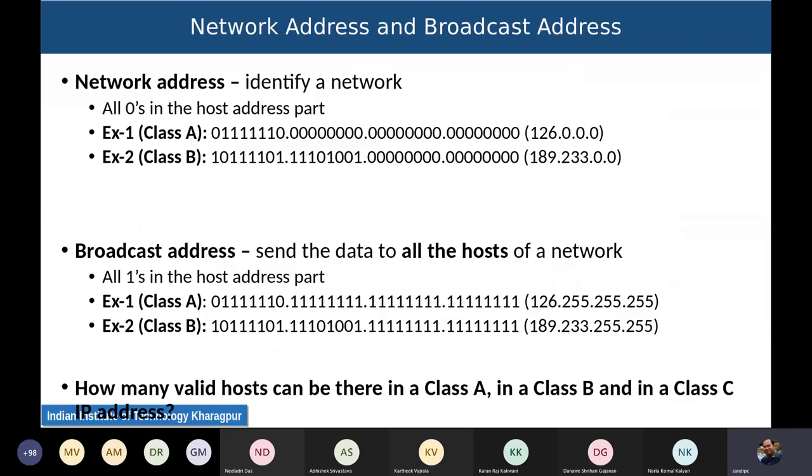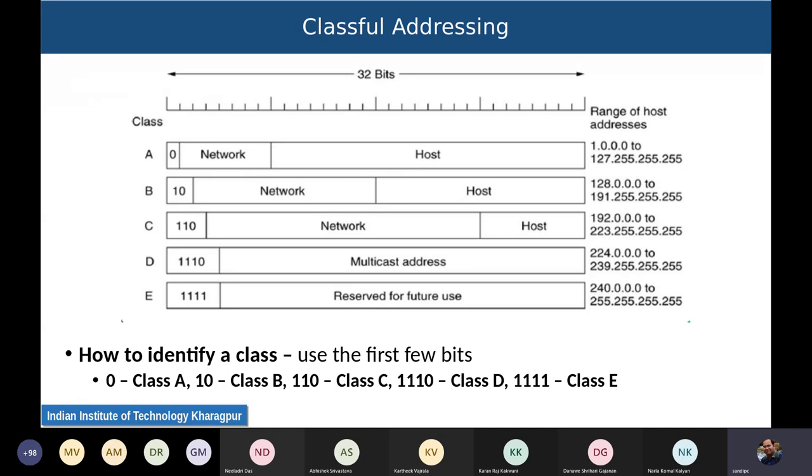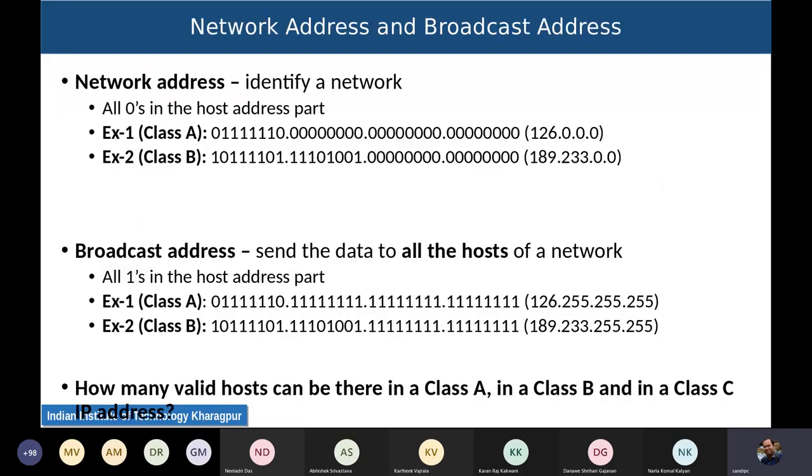Now, in case of classful addressing, as I was mentioning, there are two special types of addresses. One is the network address, another one is the broadcast address. Network address means, in every class, the address of a network. So if I put all host bits as 0, we get the network address. One example is in class A, where the first 8 bits are the network bits. If I put the host part as 0, I get 126.0.0.0. This is one network address.